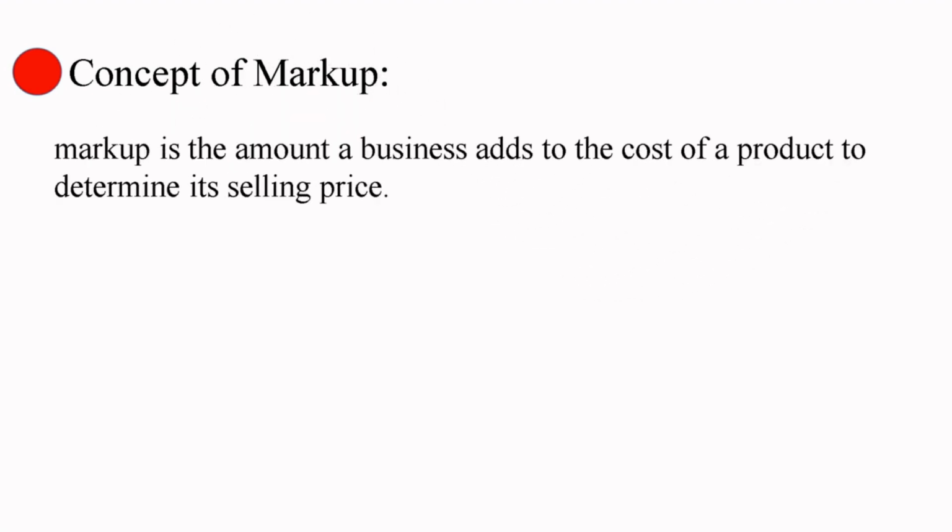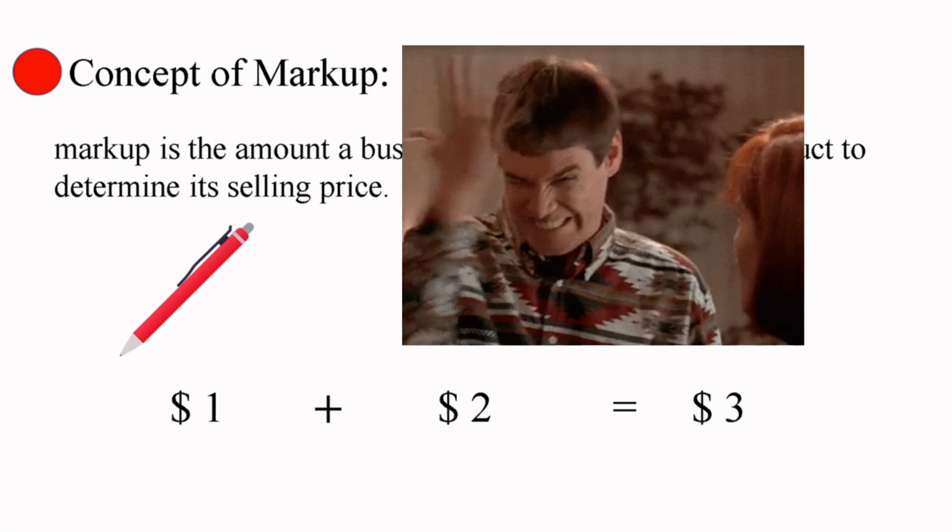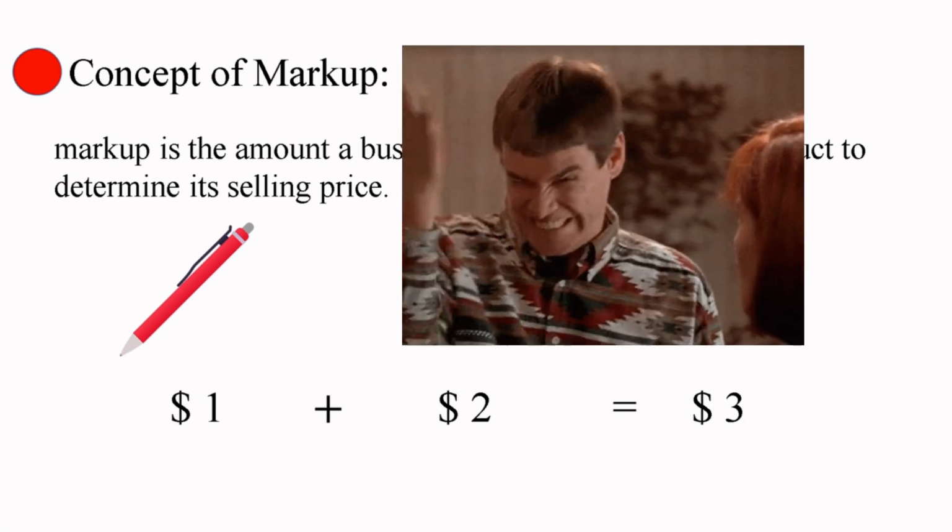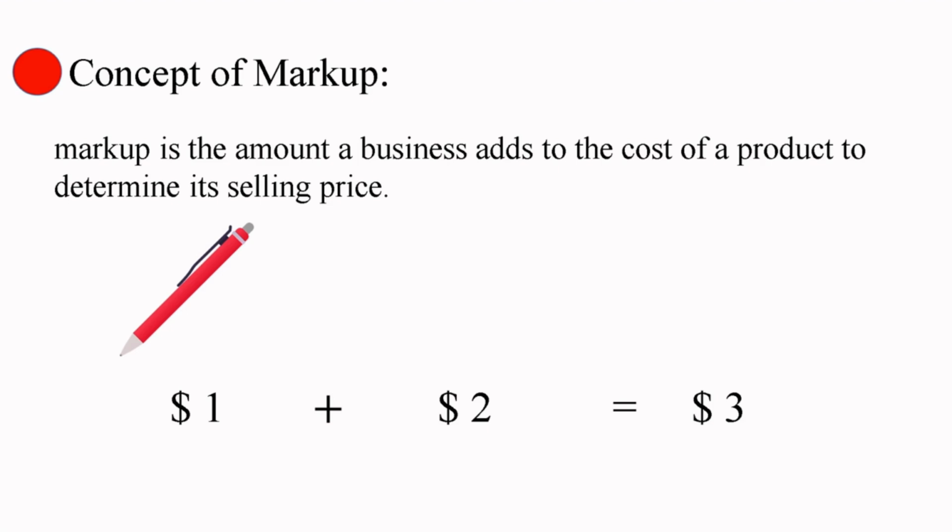The first thing that you need to learn, and it is really important, is the concept of markup. Assume that you have a store, and in that store one of the items that you sell is this red pen. You buy it from the factory for $1. Are you going to sell it with that $1? No, because if you do that, what is the objective of having a store? What is the profit? The main objective of having a store and selling items is to gain some profit, right? So you are going to add $2 to the price that you have paid to the factory, and you are going to sell it for $3.